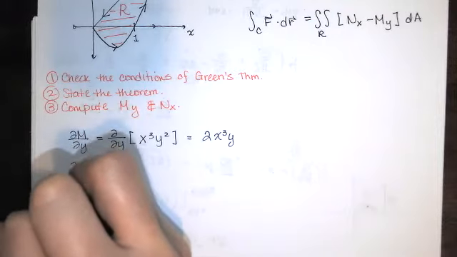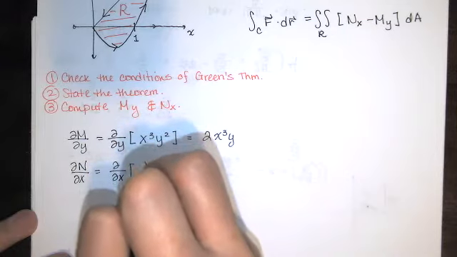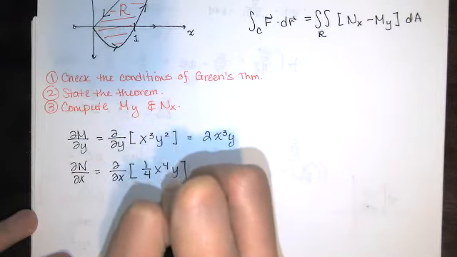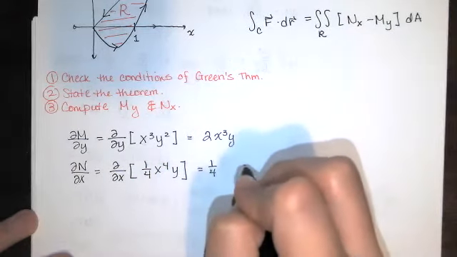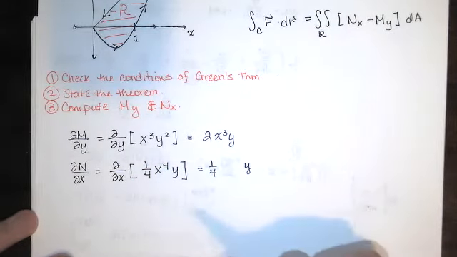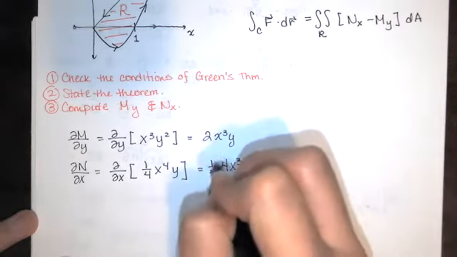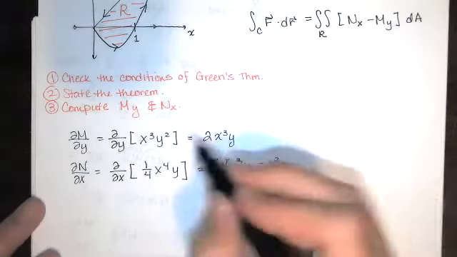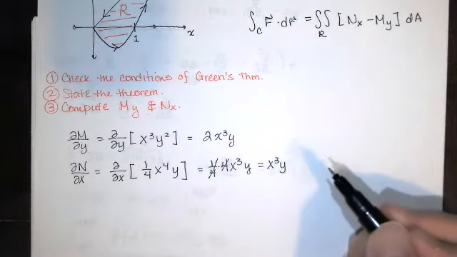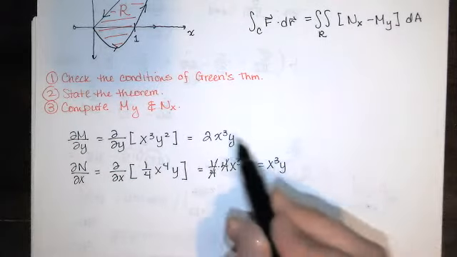And we want the partial of n with respect to x. Well, the 1/4 is constant. The y is constant. The derivative of x to the 4th with respect to x is 4x cubed. The 4 is reduced, and you just get x cubed y. They're not equal, so the field isn't conservative, but if I subtract them, they actually subtract pretty nicely. It's just this minus that.